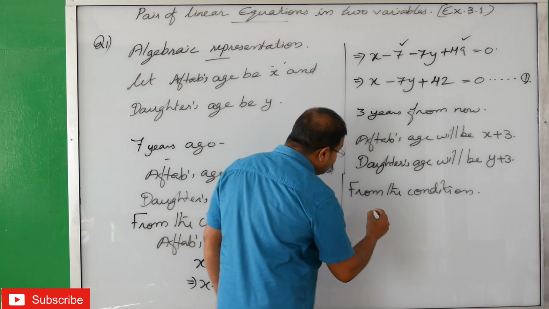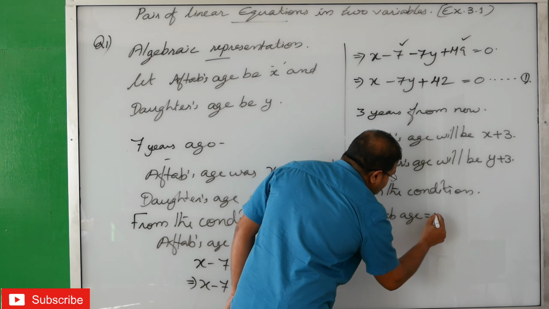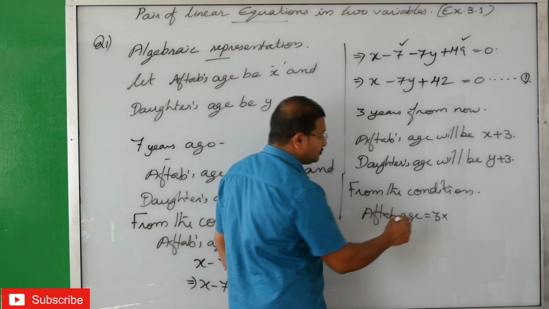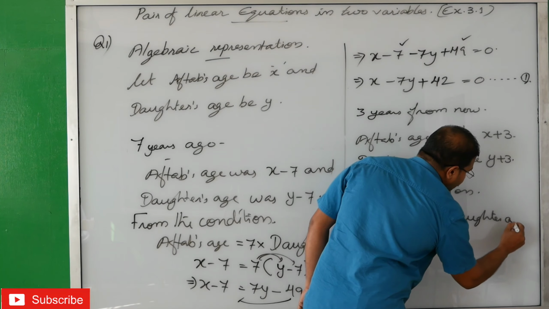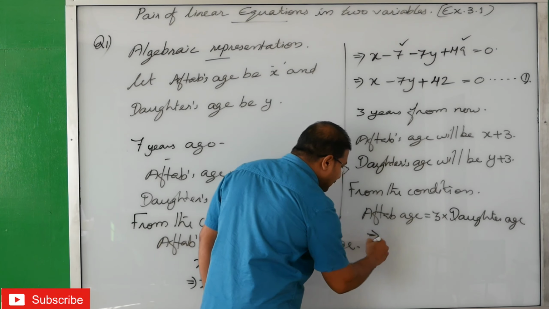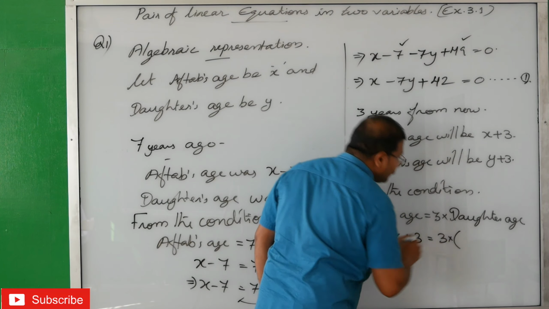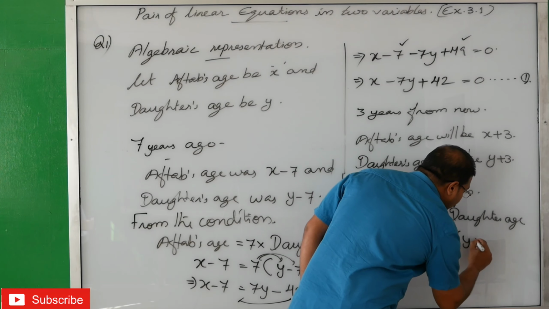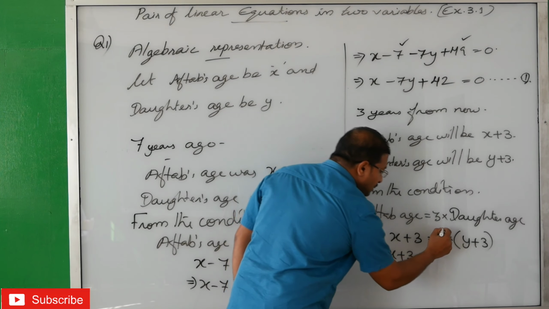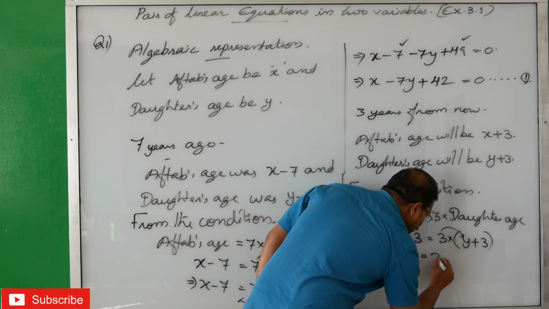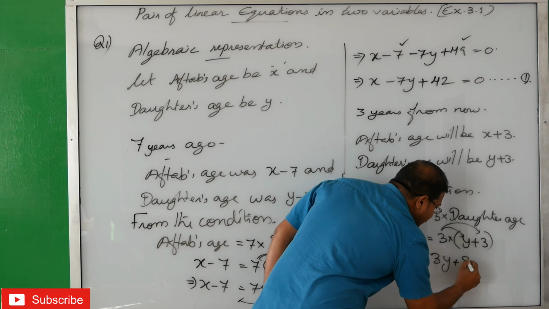What can you say? After age means after age equals 3 times daughter age. This implies x plus 3 equals 3 into daughter age, which is y plus 3. This implies x plus 3 equals 3 into y, that is 3y. We are opening the bracket. After that, 3 into 3 plus 3, 3 threes are 9.